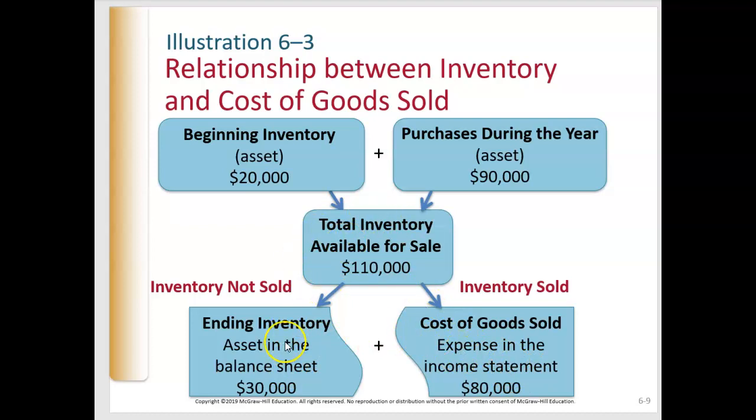So if you can calculate either ending inventory, what you have left, or cost of goods sold, what you sold, you only have to calculate one of those. So for instance, I had 110,000 available for sale. I did a physical inventory and found out I had $30,000 left in inventory. That must mean that my cost of goods sold is 80,000 because 30,000 plus 80 equals 110.